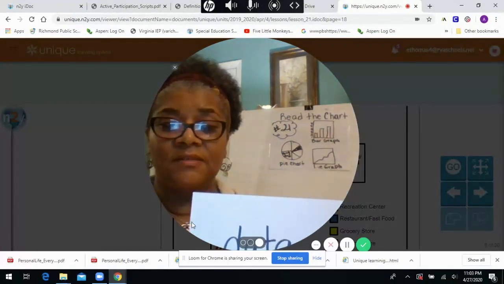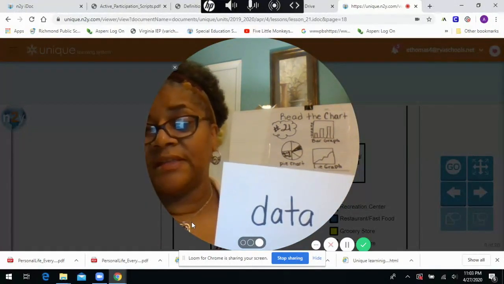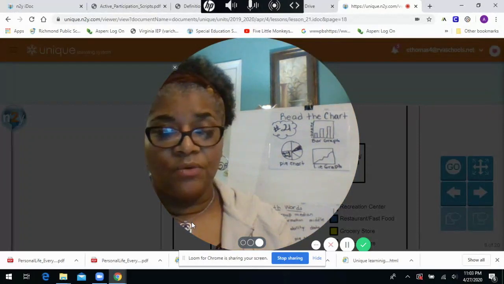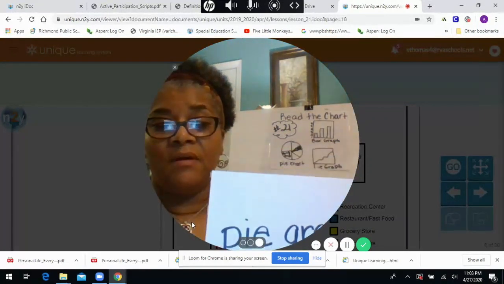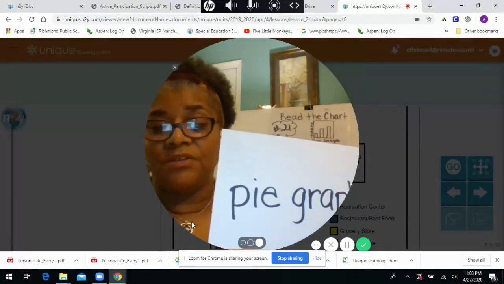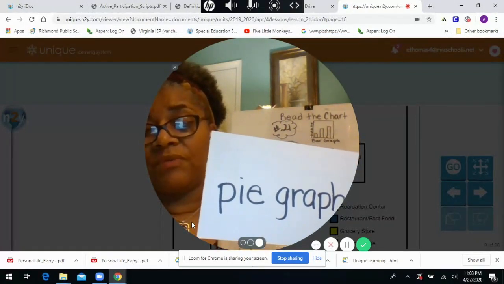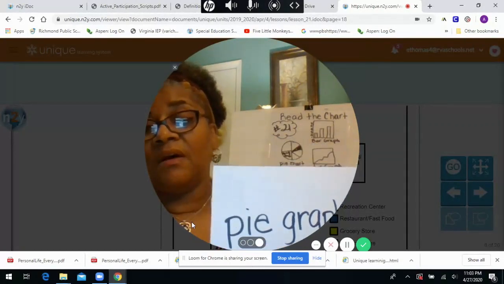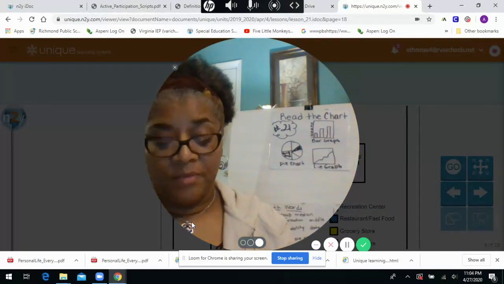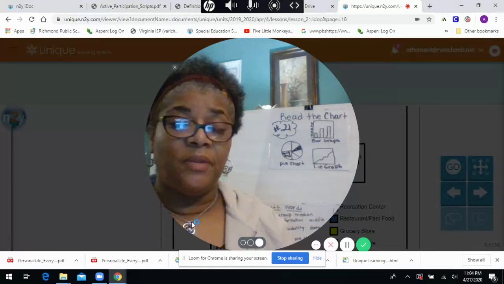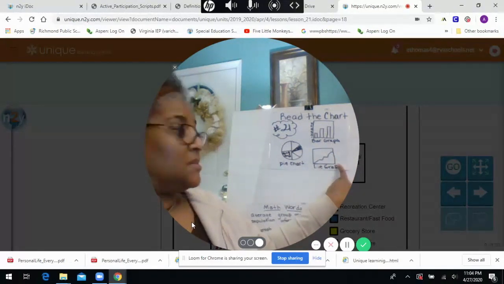Okay, data collection. Data: facts about something that you can use in calculating. You calculate it, getting everybody, who likes ice cream and the kind of ice cream. A pie graph is a circular chart that looks like a pie that is divided into pieces, so it represents the quantity or quality of a group. You get the information from a group, then you can put it in a pie graph and people are able to see it. And here's the pie graph right here. That's a pie graph, that's a bar graph, and this is a line graph.